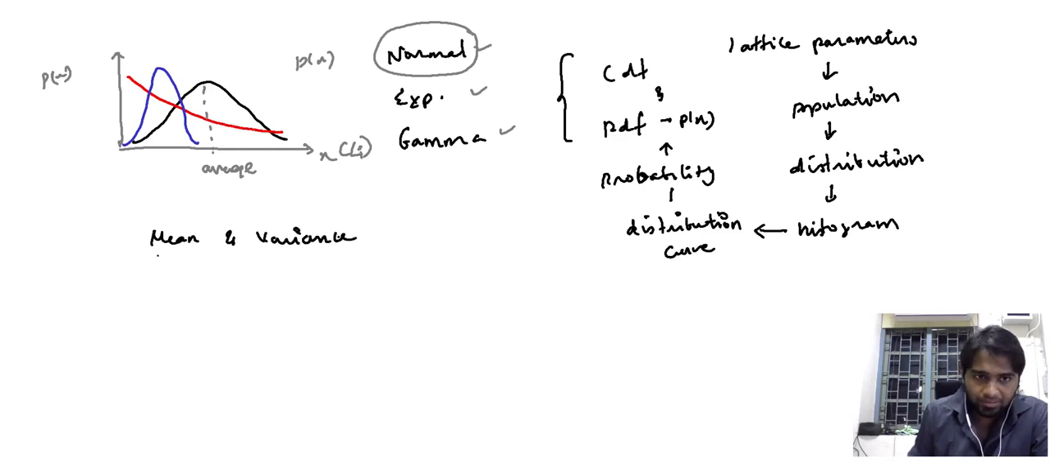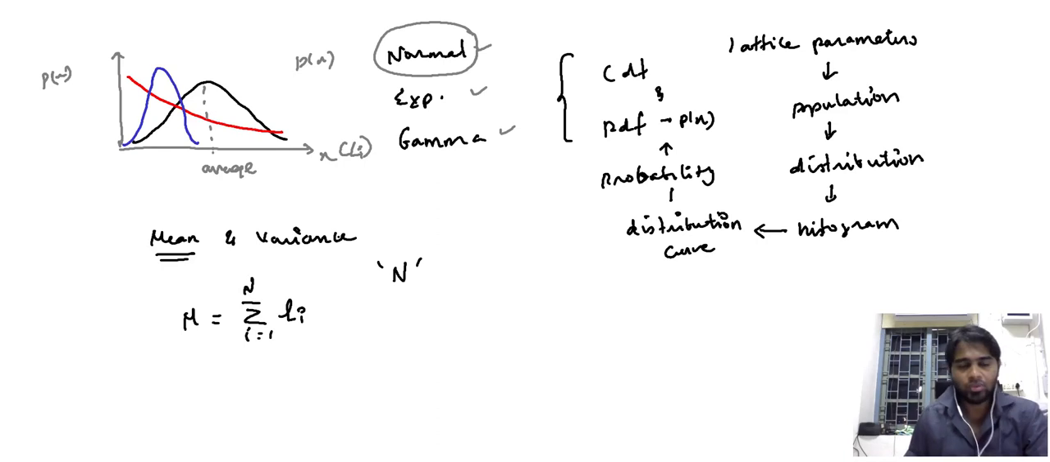Now when you focus on the normal distribution, the way we characterized it was using mean and variance. If you recollect, the way the mean is calculated is rather straightforward. Suppose our data set, the entire population, comprises n different members. Then the mean, represented by mu, is calculated by summing up the lattice parameter assumed by the n members and dividing it by the entire population. So this is what we refer to as the population mean.